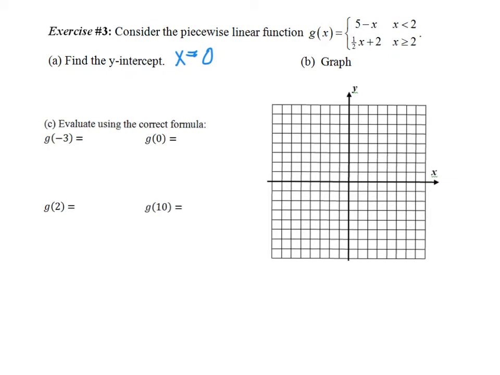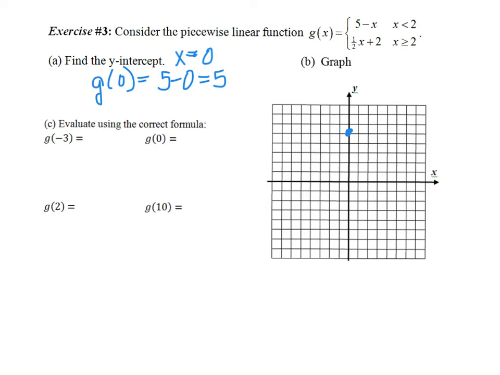So when I am calculating g of 0, I'm going to be substituting 0 into the first part of the definition. So 5 minus 0 is giving me an answer of 5. So that's one point that I know is going to be on my graph. At the input of 0, the output is 5. So I'm going to mark that on my graph.